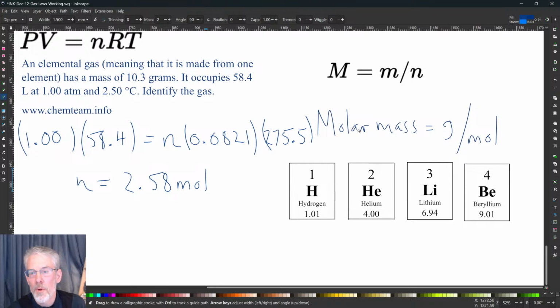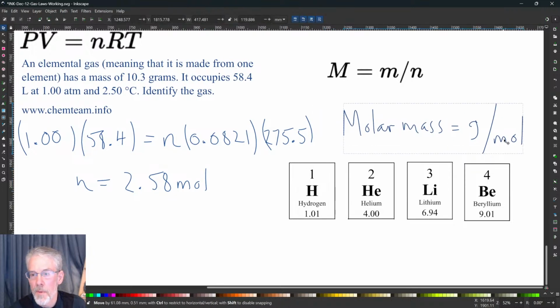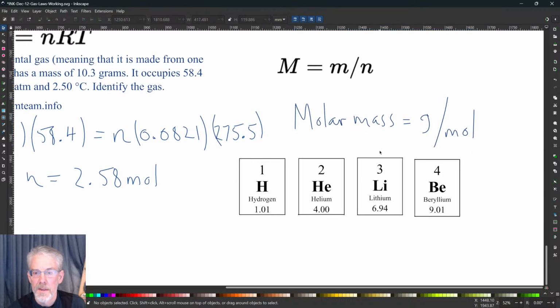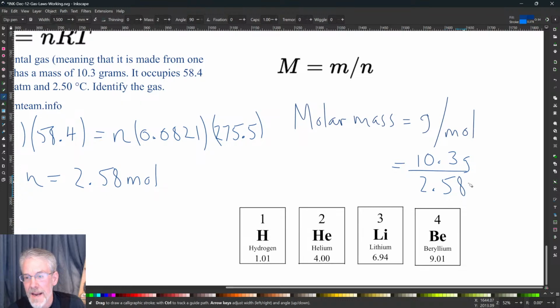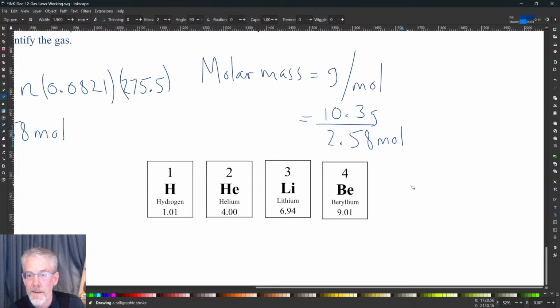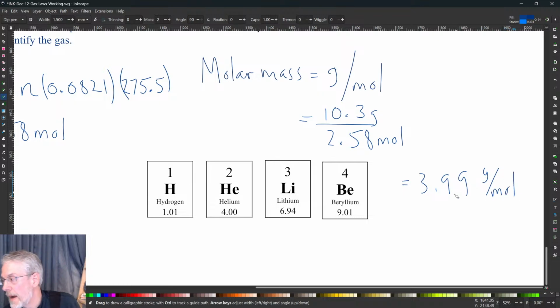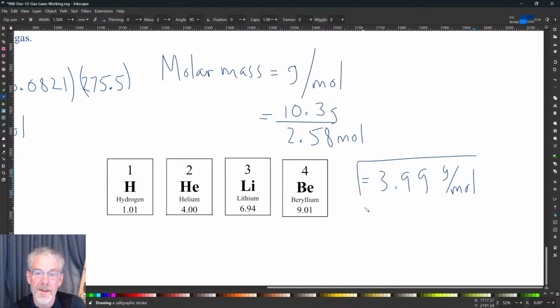But you have to remember that molar mass is grams per mole. So I'm going to move this all over here. So molar mass is grams per mole. I have 10.3 grams and 2.58 moles. So if I take and divide 10.3 grams by 2.58 moles, I end up with 3.99 grams per mole. And that's the molar mass. So which one of these here is going to match up with the molar mass we found from the problem?